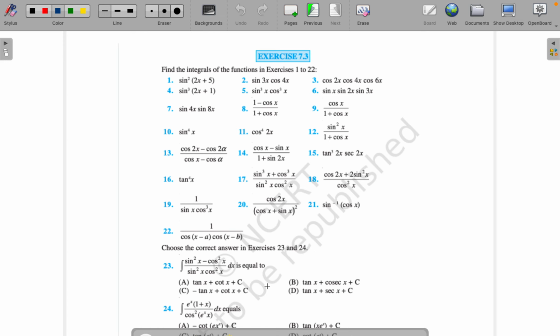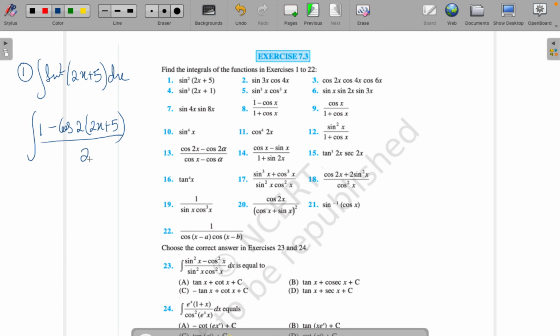Now let's move on to how to solve these questions. Now that's the catch here. Now let's talk about the first question. Again, very, very simple. I already told you the formula: sine square theta is (1 minus cos 2 theta) by 2. So in place of theta, we have (2x plus 5) upon 2.